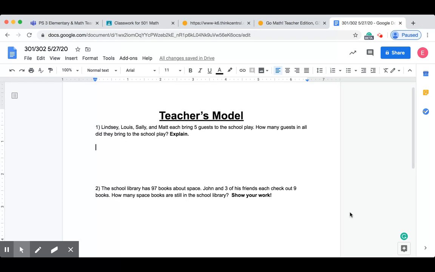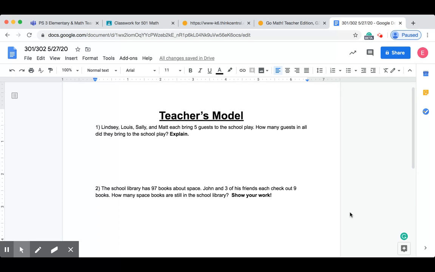So our first problem says, Lindsay, Lewis, Sally, and Matt each bring 5 guests to the school play. How many guests in all did they bring to the school play? Explain. I'm going to read it again because as good readers, we reread. Lindsay, Lewis, Sally, and Matt each bring 4 guests to the school play. How many guests in all did they bring to the school play?